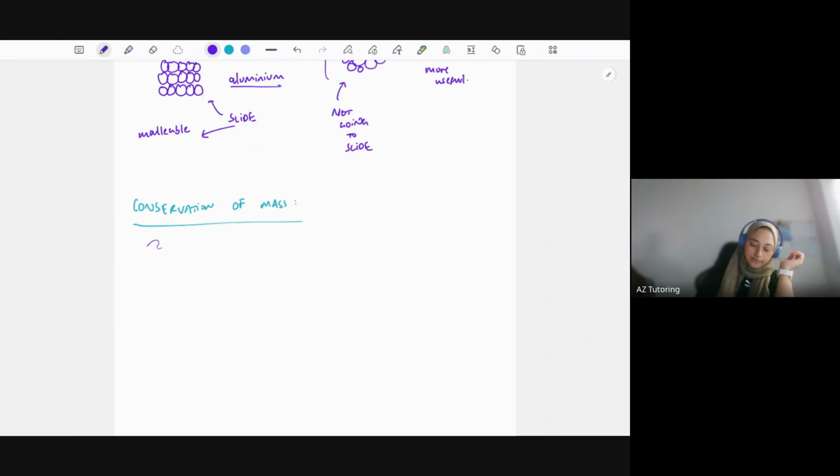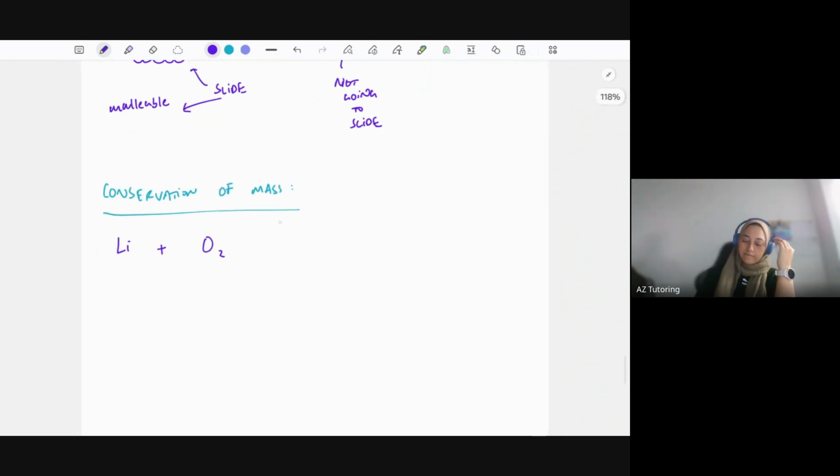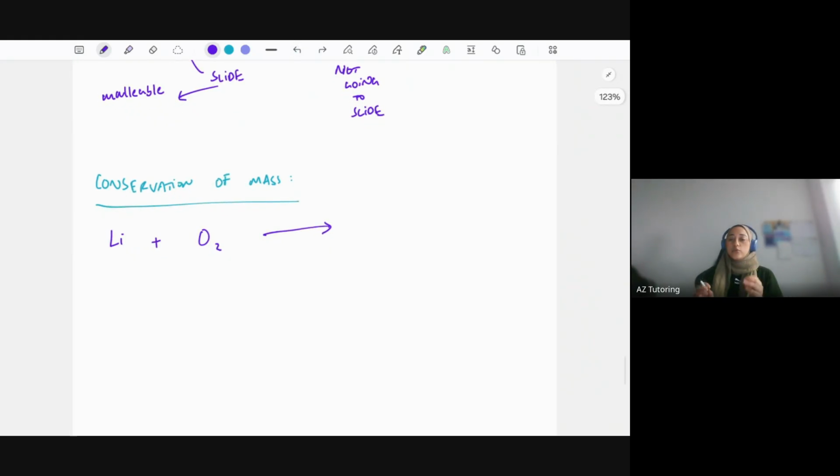Now, if I've got lithium and I react that with oxygen, now remember oxygen has to be diatomic. You can't just react it with O. How do I know what that forms? Now, a lot of people would just put LiO2. That's completely wrong. That's not how it forms. So what you do is, now you only do this with ionically bonded substances.